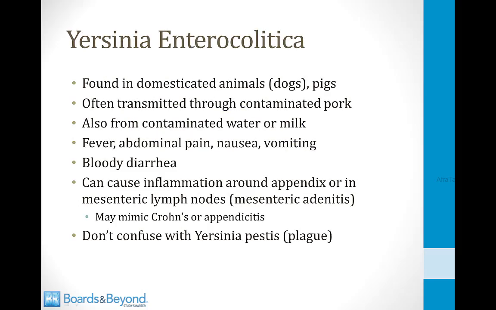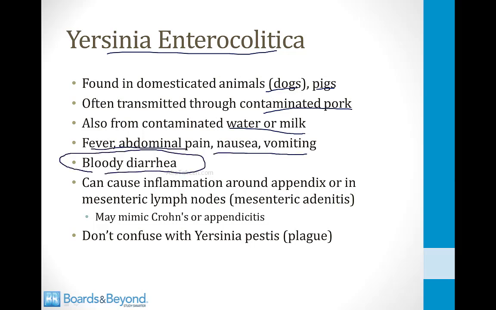The final bacteria I'll discuss is Yersinia enterocolitica, and this is a bacteria that's found in domesticated animals, especially dogs, but also pigs. You get it through consumption of contaminated foods, usually contaminated pork or contaminated water or milk. It causes a bloody diarrhea in addition to other symptoms like fever and abdominal pain and nausea and vomiting.